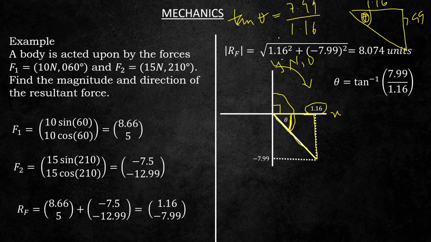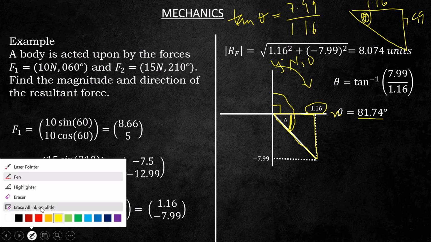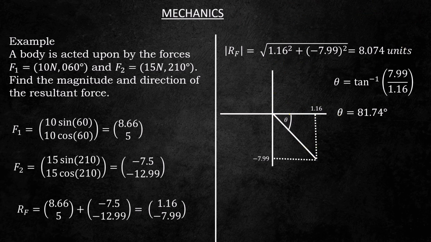Then I take the tan inverse. I get theta is equal to tan inverse of 7.99 all over 1.16. Then I do this on a calculator. I get theta to be 81.74. But 81.74 is not our answer. After getting this, the 81.74 is this angle.